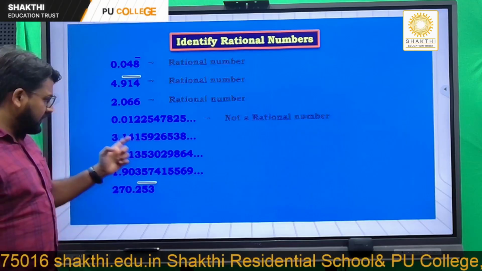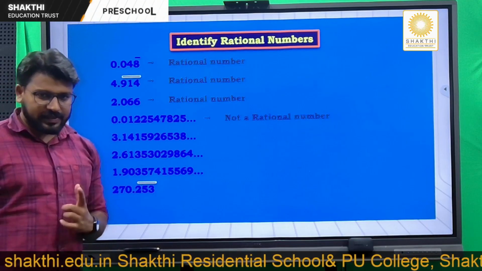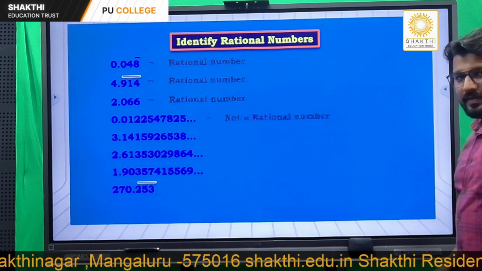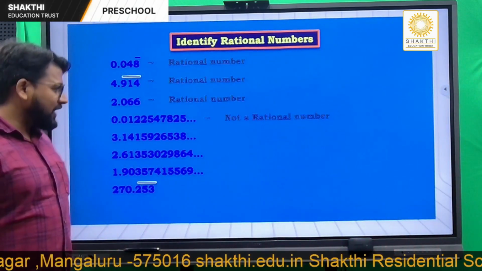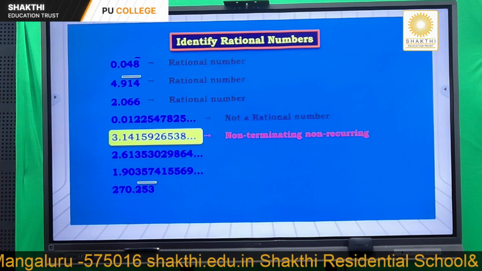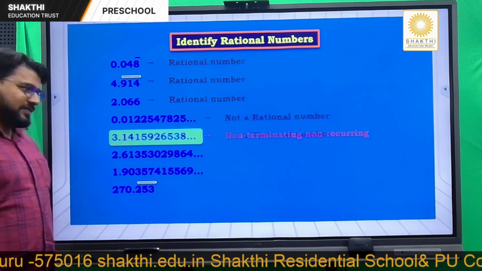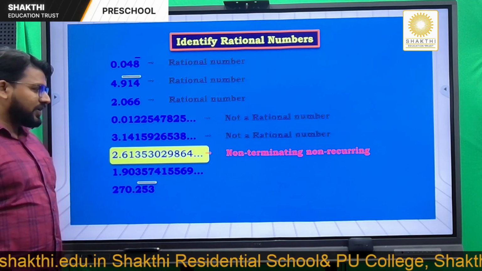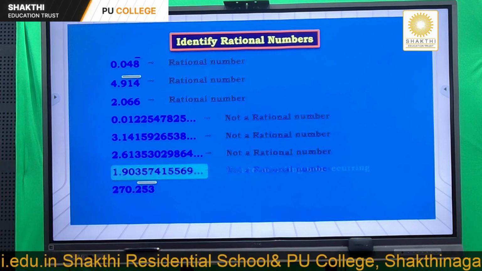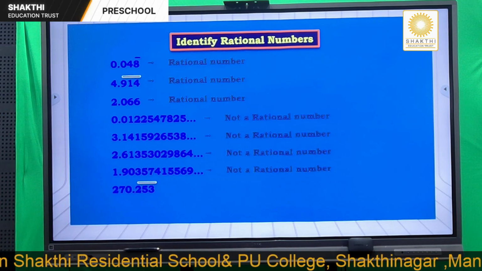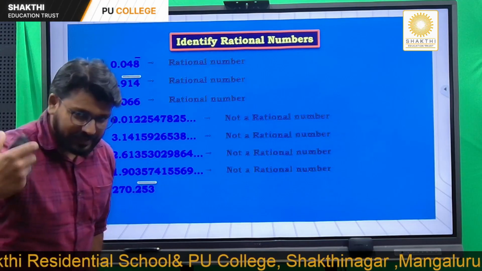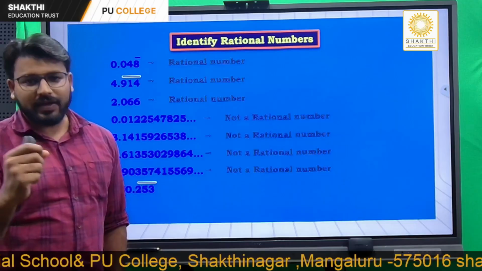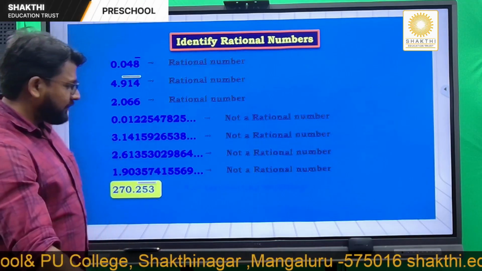Can you guess the remaining 4? I'll give you 10 seconds. Let me see who will give me the right answers in the comment section. I hope you have solved it. Let me show you the answer. This one is non-terminating and non-recurring, hence it is not a rational number. This is exactly the same, non-terminating, non-recurring, hence not a rational number. And the same case here also. And the last one is non-terminating but it is recurring. Therefore this is a rational number, right?